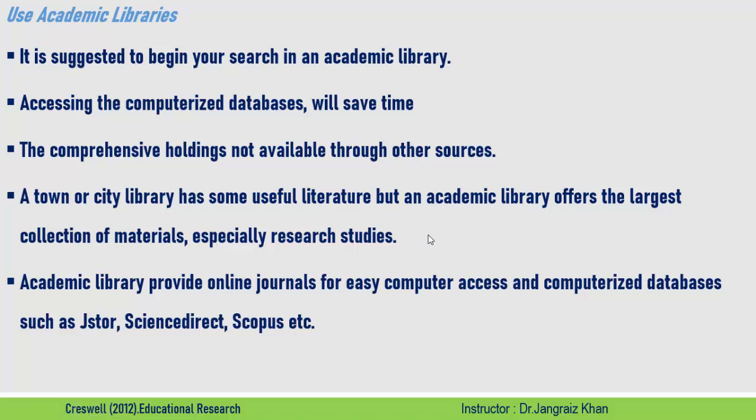You may find many general libraries, your town library, your city library, but those libraries will not be much useful for your research. The academic libraries of your college or university can be very helpful for you. Academic libraries provide online journals for easy computer access and computerized databases such as JSTOR, Science Direct, Scopus, etc.